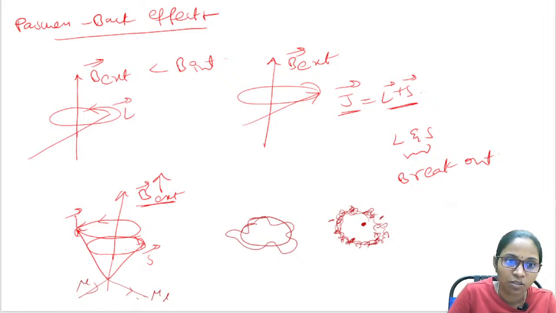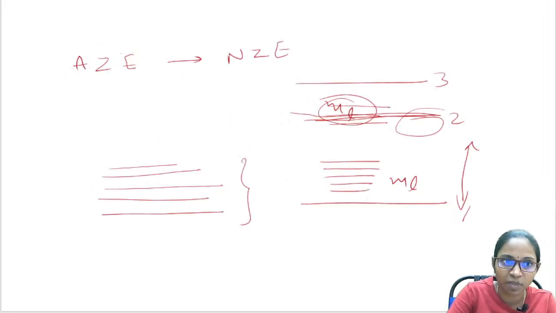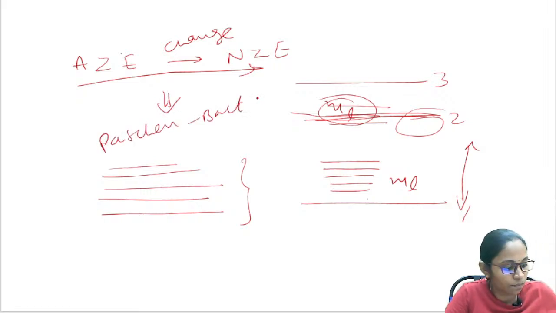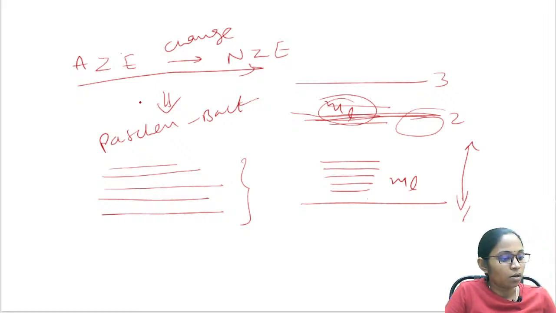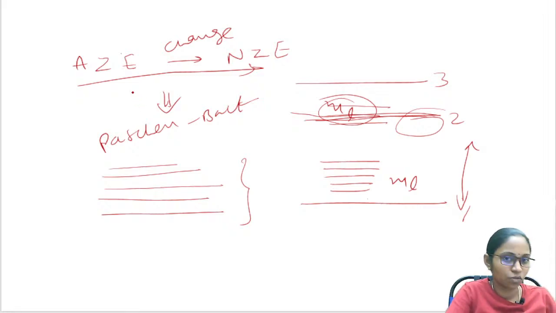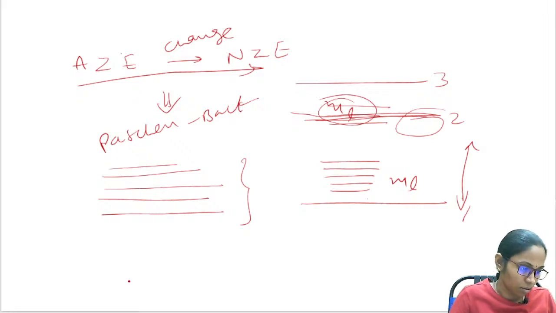Same thing happens here, and because of the merging of these different spectral lines, this anomalous Zeeman effect will change to normal Zeeman effect. This phenomenon is nothing but the Paschen Back effect. Okay, and coming to the next topic. This Paschen Back effect will be observed whenever the magnetic field is increased.